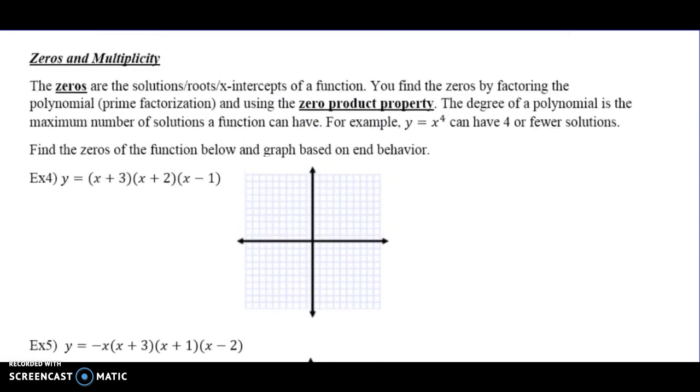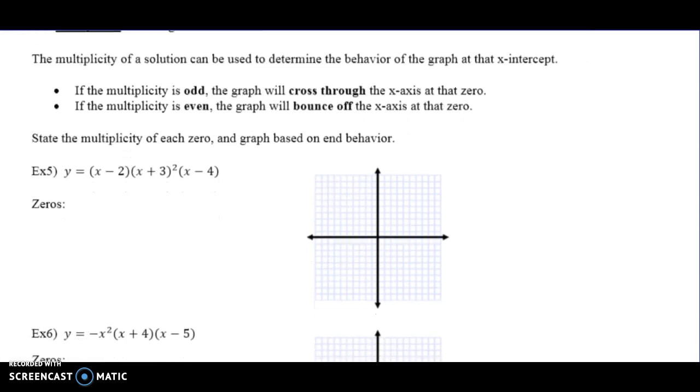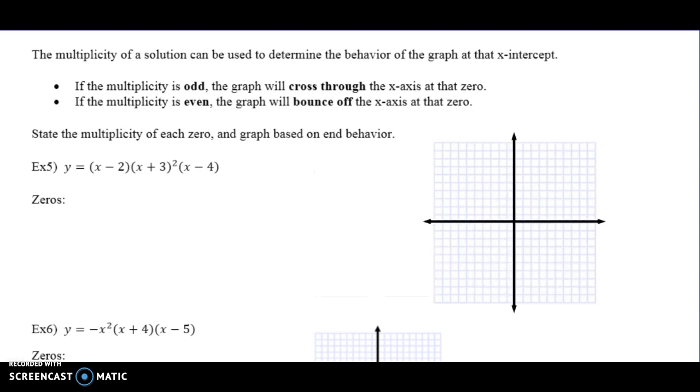Actually, we'll skip that. Do example 5 on your own. A 0 is an x-intercept. So we have 3 of them. We have 2, 0. You can write them as points. I don't really care. -3, 0, and 4, 0, based on these factors.